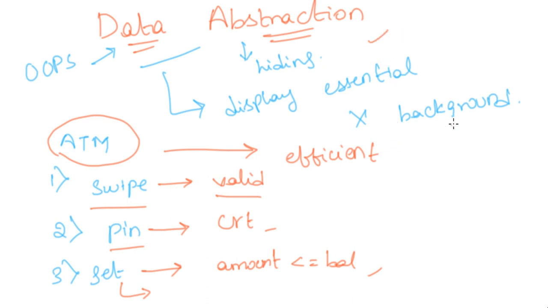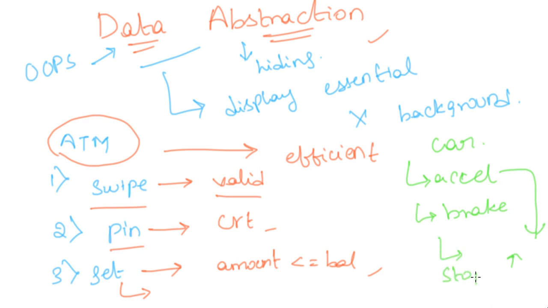Let me give you another example. If we take a car, we know that when we press the accelerator, the speed increases, and when we use the brake, the car is going to stop. But we don't know how the speed is increased and we don't know how the car stops. But still, everybody is using the car, everybody is enjoying their drive, right? So that is what abstraction is. You will only be aware of what is required to you and no background details will be included.